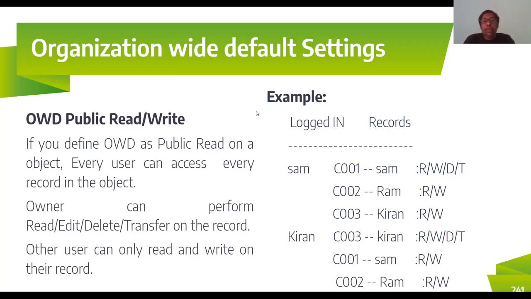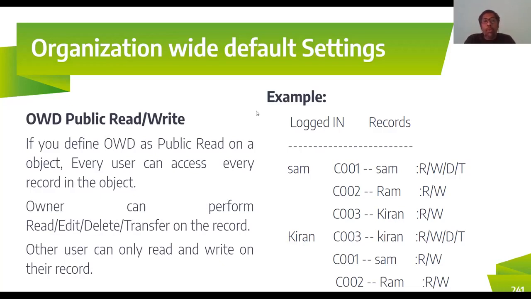Like C001 is owned by Sam, who can read, write, delete and transfer, whereas for C002 and C003 they can do only read and write here. Sam is the owner of C001, Ram is the owner of C002, and Kiran is the owner of C003. Sam has full access, whereas Ram and Kiran have only read and write. Similarly for Kiran also.